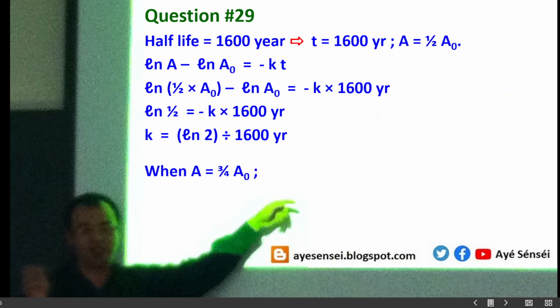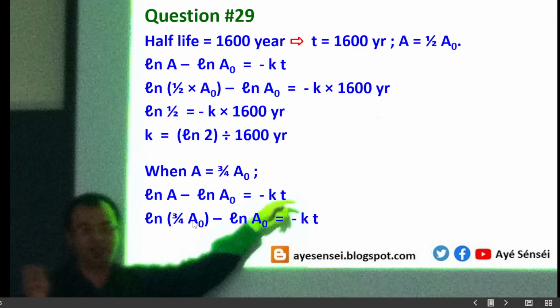Okay, next is to find the time. So the time required to make 25% decaying. So this means that A equals 3/4 of A0. Okay, we are going to use the same correlation here, but this time we replace this with this. So ln 3/4 times A0 minus ln A0 equals minus k times t.